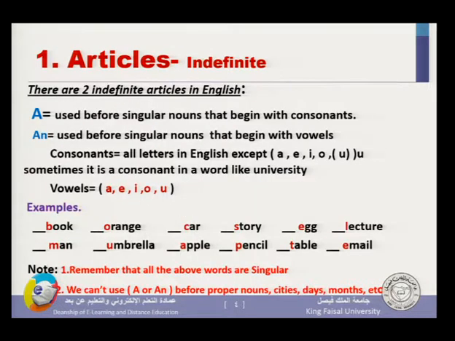I write an important note here. Remember that all the above words are singular, so the a and the an could not be used with the plural. I couldn't say a cows. This is wrong. A cow is correct, is right. And in addition, we cannot use a or an before proper nouns. I couldn't say a Ahmed or an Ahmed, a Huda, an Amina. With the proper nouns, we couldn't use a or an. It is an important note, please. I couldn't say a Riyadh, which is a city. Okay?